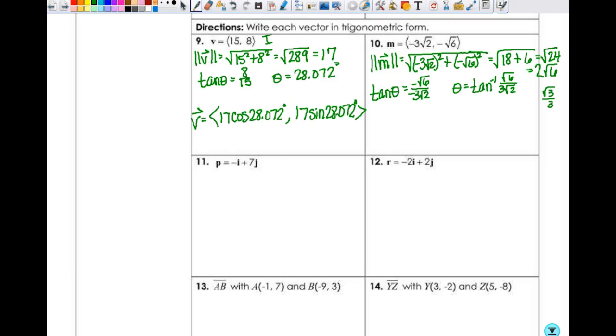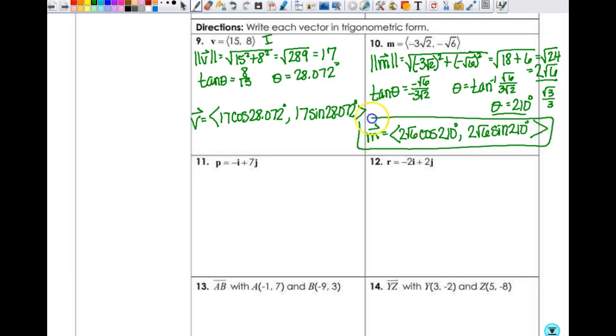So now that we get the angle, you would get that theta is equal to 210 degrees. So we have theta, we have our magnitude, so that means that the vector is equal to the magnitude, which is 2 square root of 6 times the cosine of 210, and then 2 square root of 6 times the sine of 210. There's your answer.